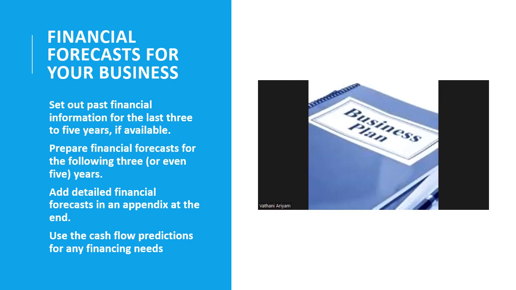Clearly state the assumptions behind the predictions. These should tie in with what you say in the rest of the plan. For instance, profit margins should probably fall if the plan shows the market is becoming more competitive.